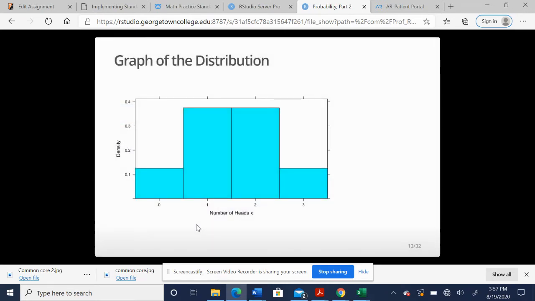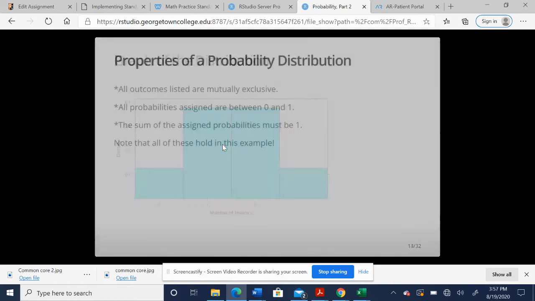Okay, so if we were to produce a graph of that distribution, here's kind of what we would see. And this is sort of a frequency measurement or a density measurement. We would see hopefully that 0 and 3 are the least likely outcomes, whereas 1 or 2 are equally likely.